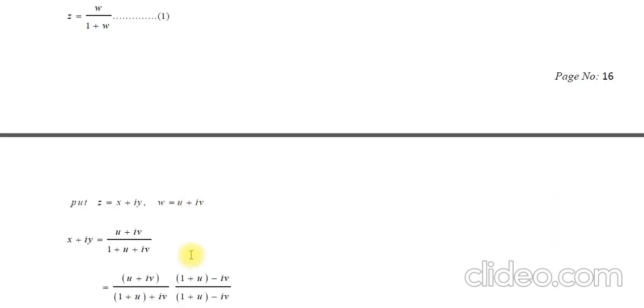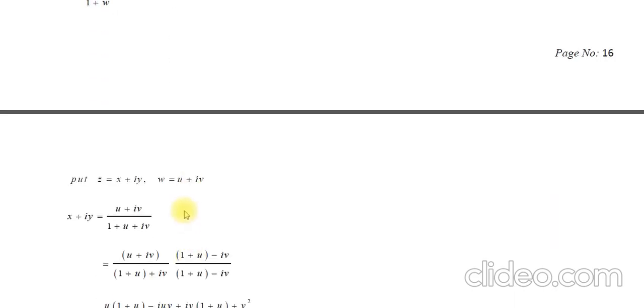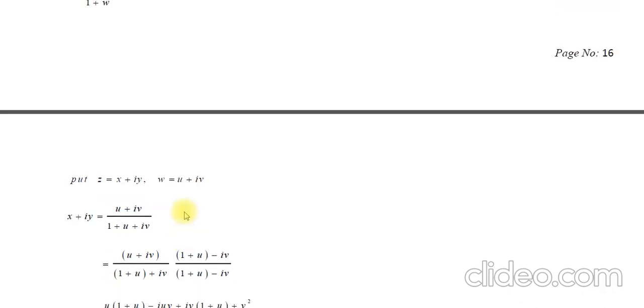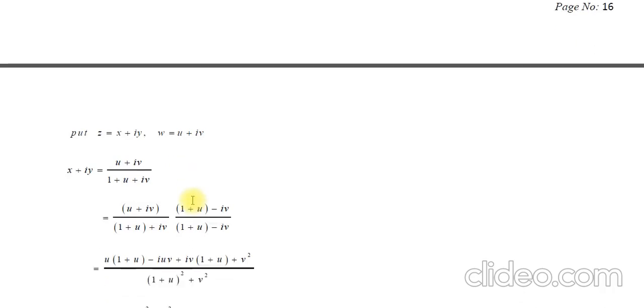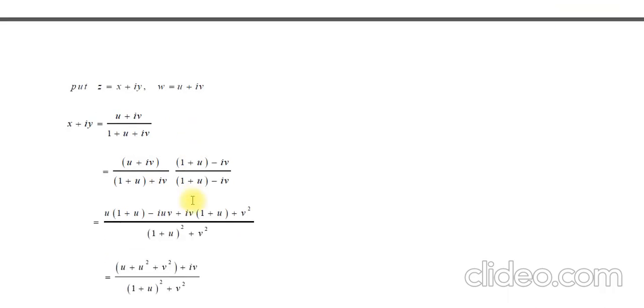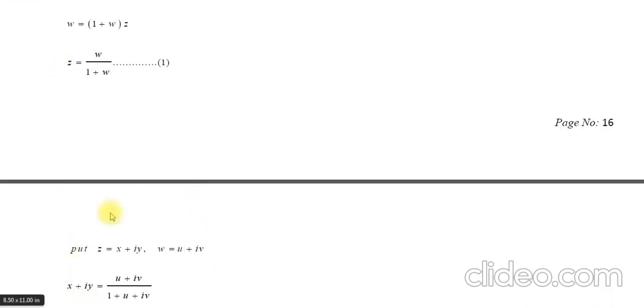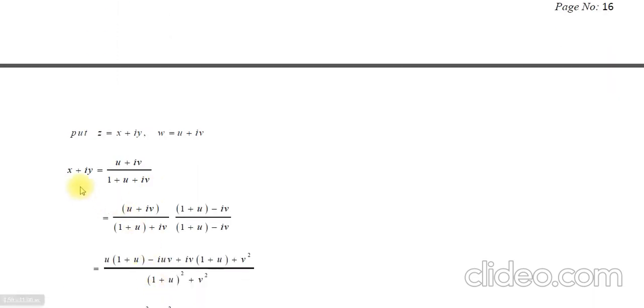For that purpose only we are finding out the value of X and Y. Since in the input I am having Y, I am going to find out the value of Y. Anyway, for Z I am replacing X plus IY. For W I should replace U plus IV. Here I am having real part as X, imaginary part as Y. Similarly, I have to find out the imaginary part on the right hand side.